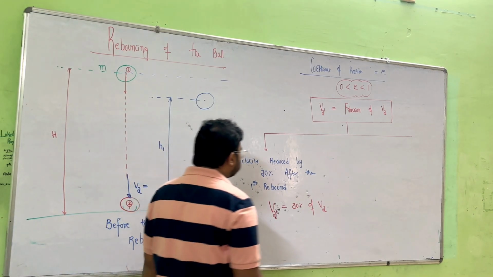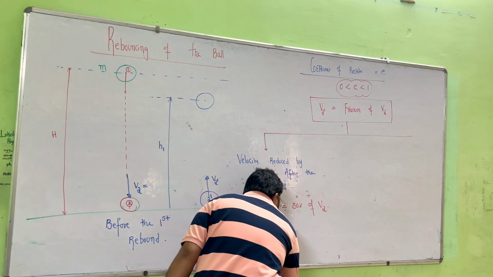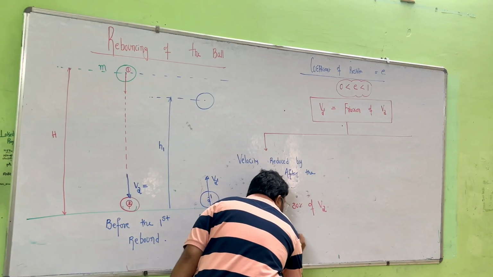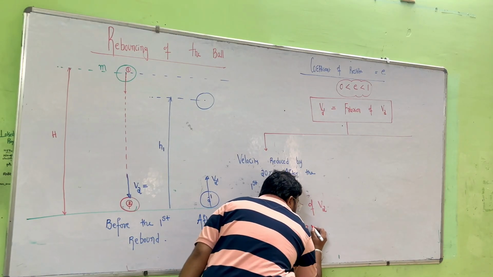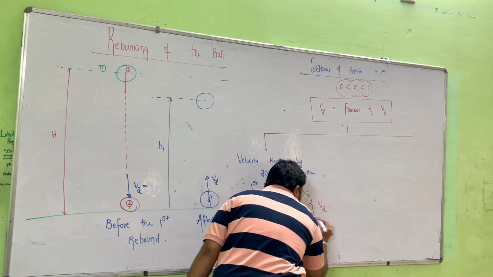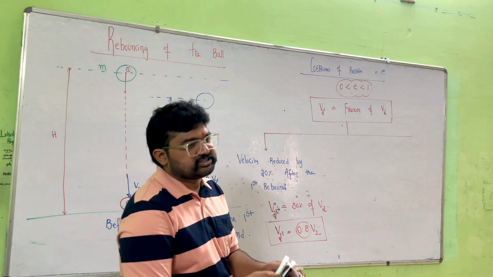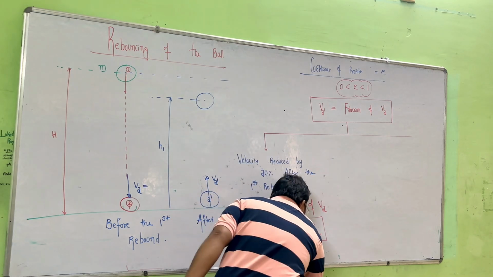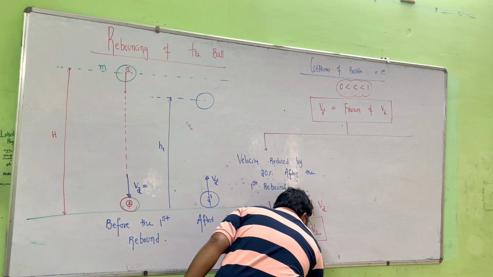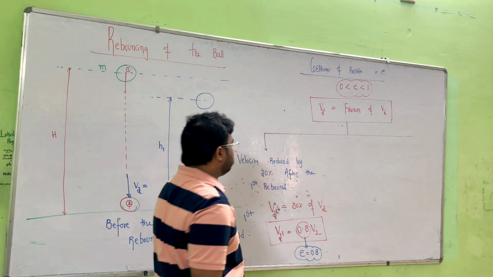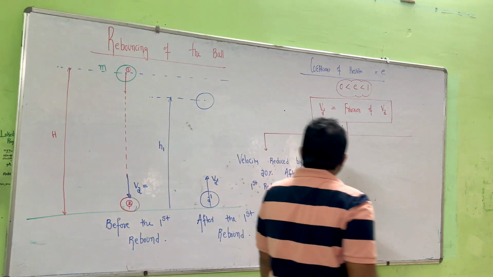Okay? After the first rebound, V2 dash is equivalent to how much? 0.8 V2. Then 0.8 is the coefficient of restitution. Understood?